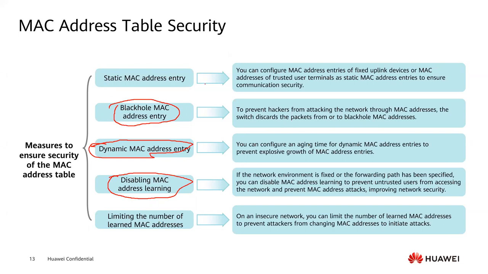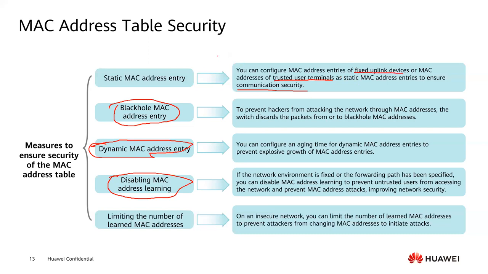The first one is static MAC address entries. We can use this to configure MAC address entries of a fixed uplink device. All MAC addresses of trusted user terminals can be configured as static MAC address entries to ensure communication security. But for this part, the fixed uplink device, what does it mean?